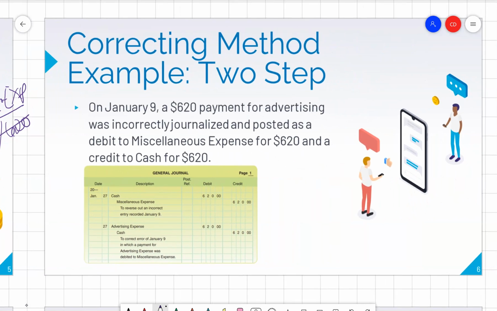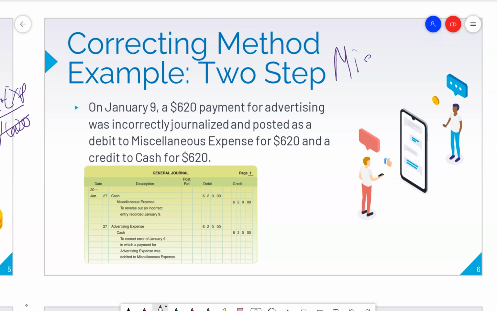So what if we wanted to do this in 2 steps? Same thing. On January 9th, the $620 payment for advertising was incorrectly journalized and posted as a debit to miscellaneous expense for $620 and a credit to cash. So again, I'm going to write the entry here for us. It's miscellaneous expense, debit of $620, credit of cash, $620. So the first recording here is we're reversing this entry. We debit cash $620, which puts the cash back in our account. And then we credit miscellaneous expense, which gets it off the books, cancels it out.